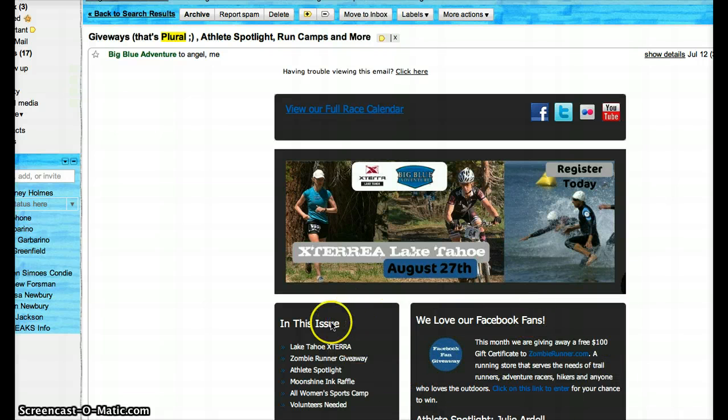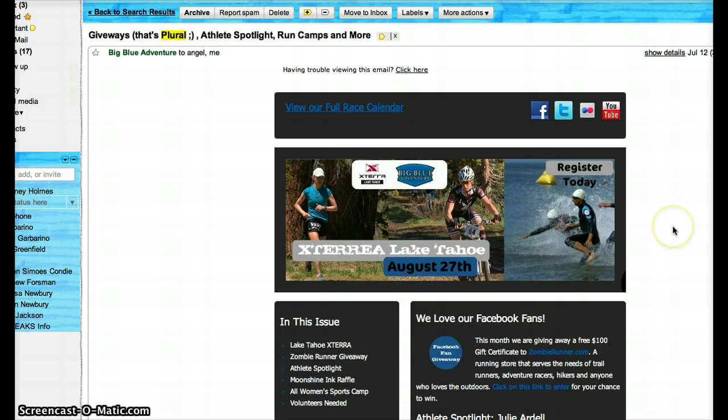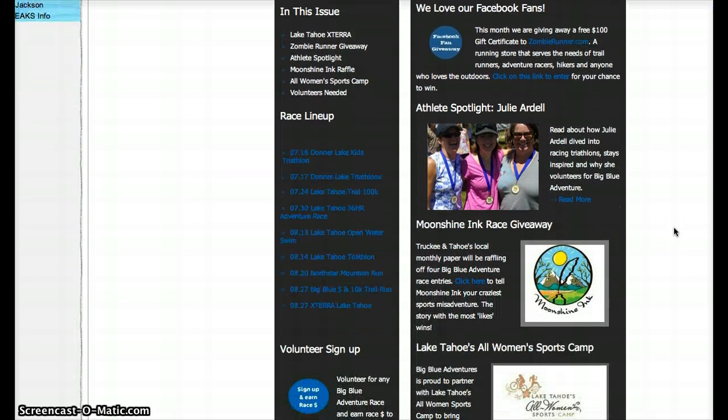And then, like I said here, in this issue, so they can see what's in the issue if they want to continue reading. Generally, I like to include at least 50% editorial content. Unfortunately, in this letter, I feel like it wasn't a good balance, because you don't want to always be pushing your brand and what you're selling. And it's true, only 50% of this is pushing our marketing agenda. We have the Moonshine Ink Race giveaway, which isn't even our contest or promotion. It's a local newspaper that's doing it. So in a way that's editorial content.